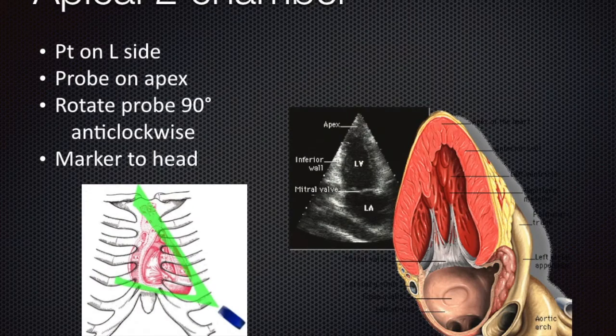Now, if we rotate our probe anti-clockwise, we lose seeing both chambers side by side, and it just brings the left ventricle only into view. And this is a good view for looking at the inferior wall. So the top obviously is the left ventricle chamber with the mitral valve and below, the left atrium. But the part of the left ventricle that we see on the left is the inferior wall. So this is a very good view if you want to look for any disease process that's affected the inferior wall of the left ventricle.